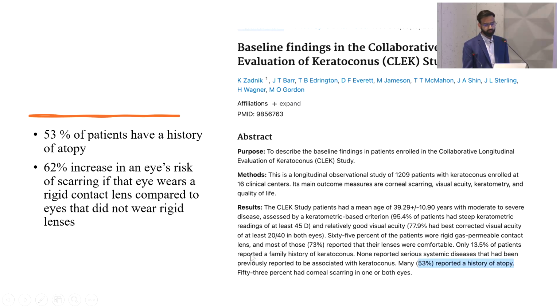So this is one of the more important studies, the CLEK study. This study showed that 53% of patients with keratoconus have some form of allergy and a history of some form of atopy. This study also showed that there is a 62% increase in an eye's risk of scarring if that eye wears a rigid contact lens compared to those eyes that did not wear rigid contact lenses.